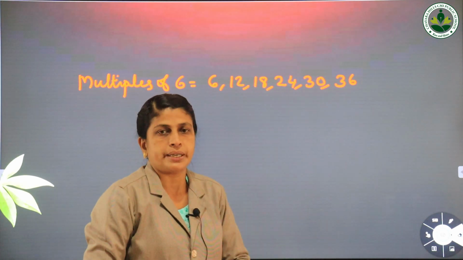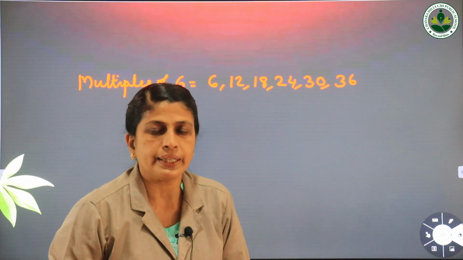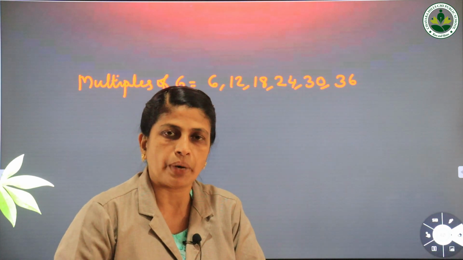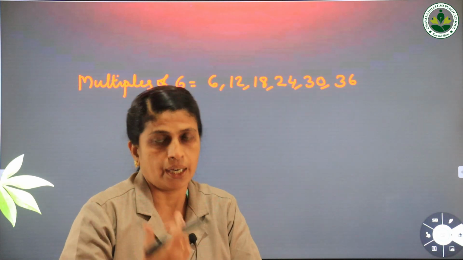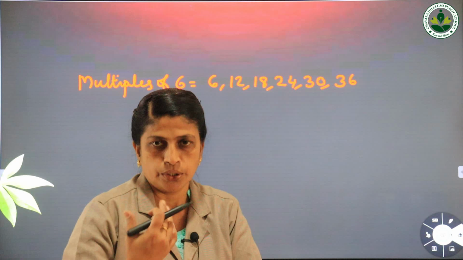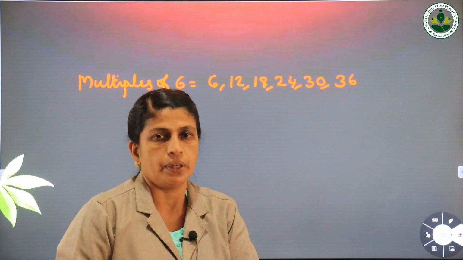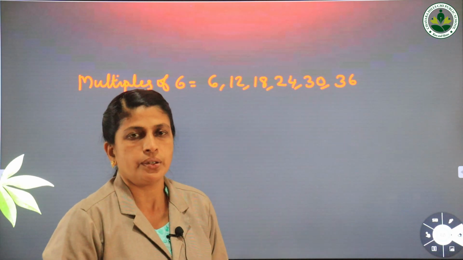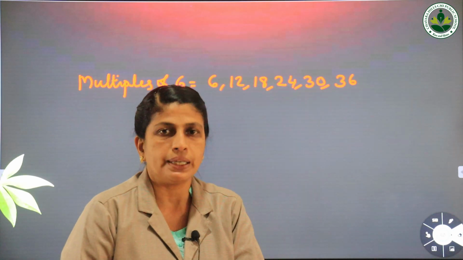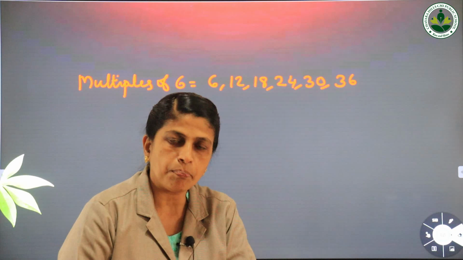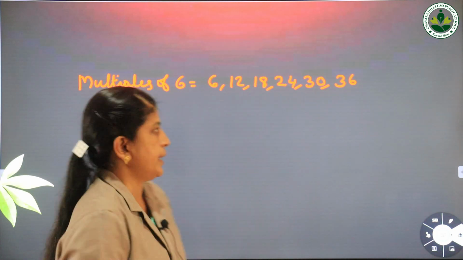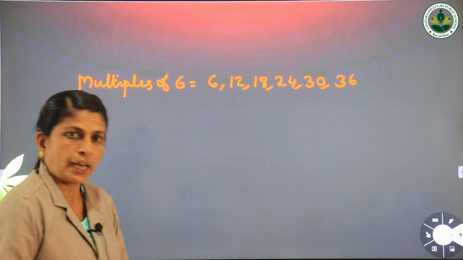To get the first multiple, you multiply that number by 1. To get the second multiple, multiply that number by 2. To get the 100th multiple, multiply that number by 100. Or to find the 1000th multiple, multiply that number by 1000. Remember, to get the multiple of a number, multiply that number by any number. Is it clear? Then multiples of 6 I have written.